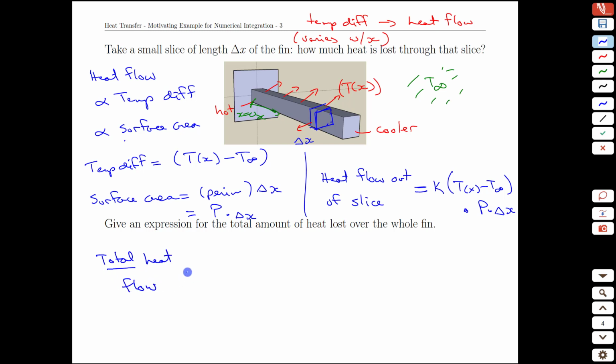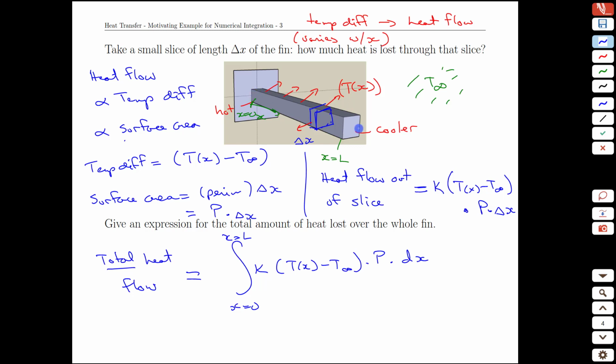Total heat flow will be an integral of exactly these properties here. So K, temperature on the fin minus the environmental temperature, times P, but instead of delta x, that becomes a dx, and we'll integrate from x equals 0 all the way out to the end. Let's call the length of this fin L. So an integral from the base to the tip, adding up the effect of the temperature difference and the perimeter along the way. So that is lovely.